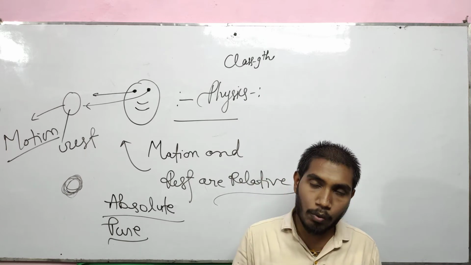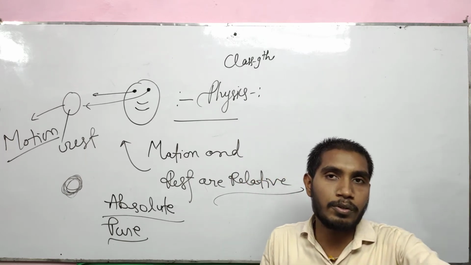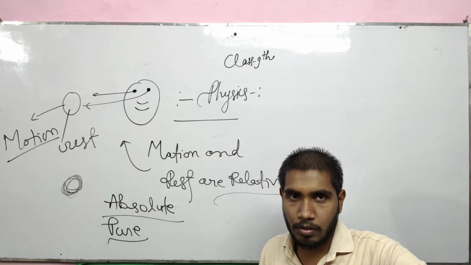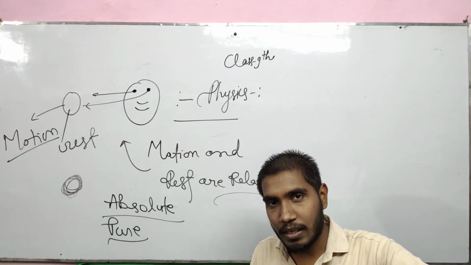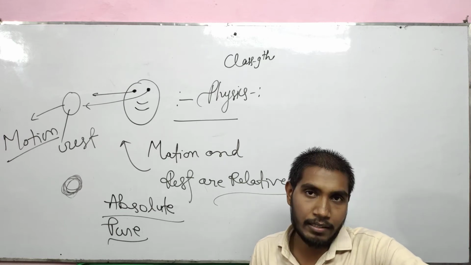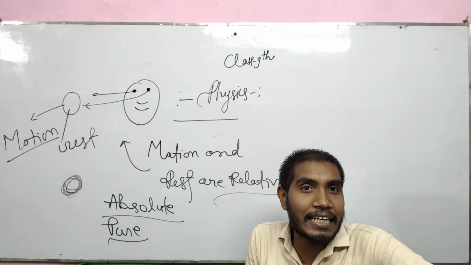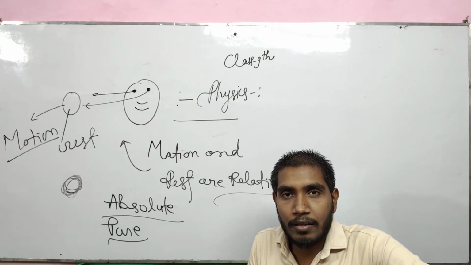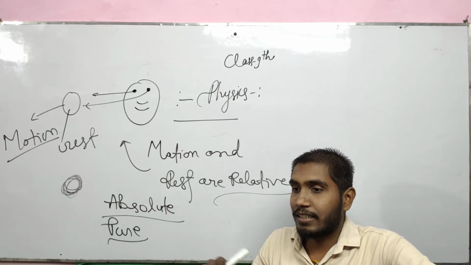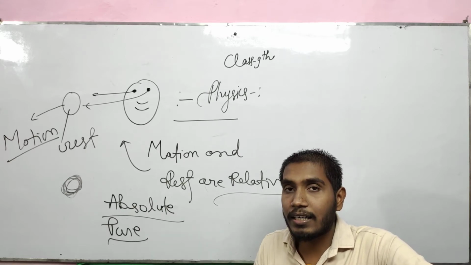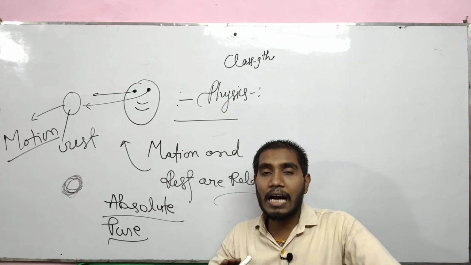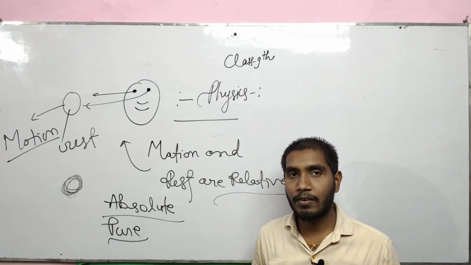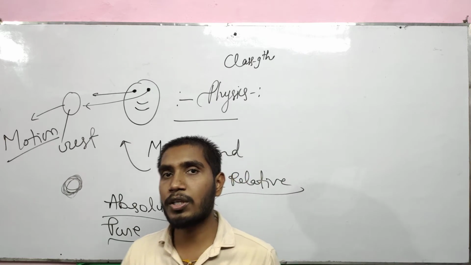Now I want to tell you that there are some other examples of motion too, in which we cannot say directly, by observing the position of the object, whether it is in motion or at rest. Every time, by observing the position of an object, we cannot conclude that the object is in motion or at rest.